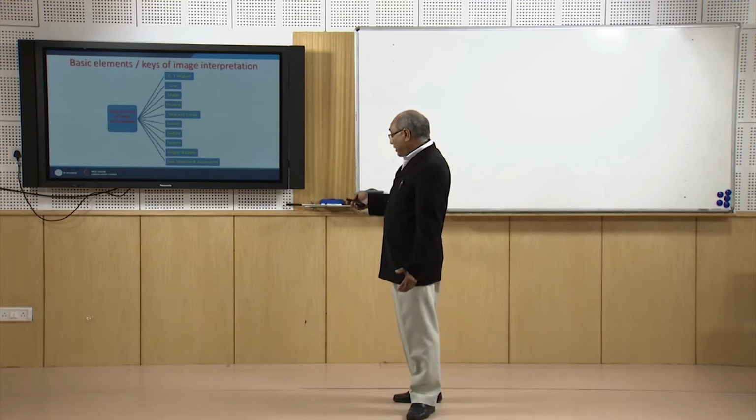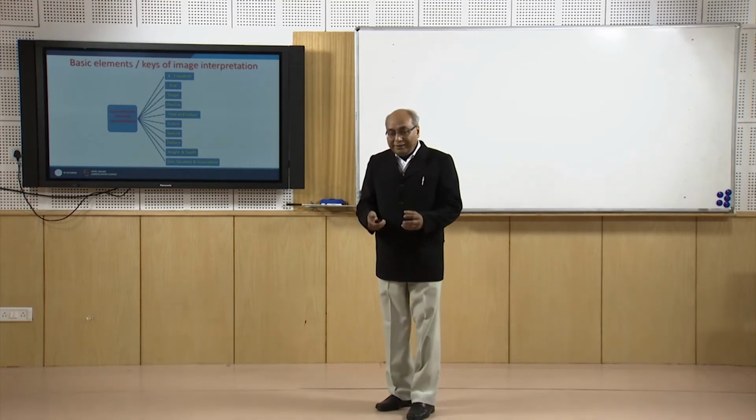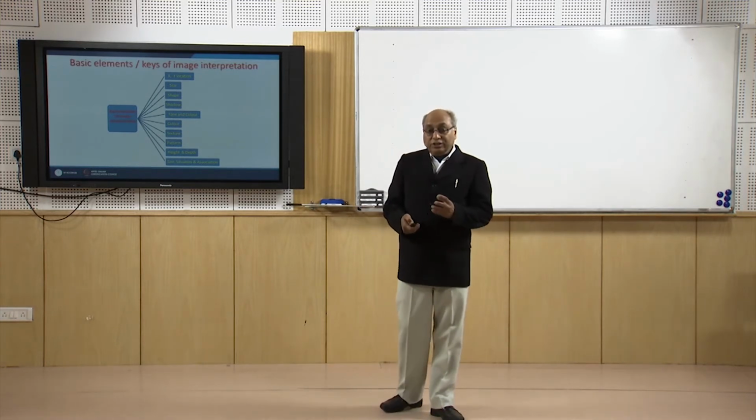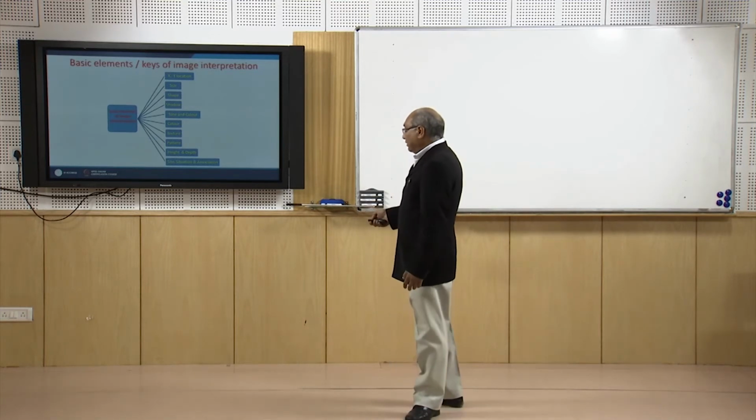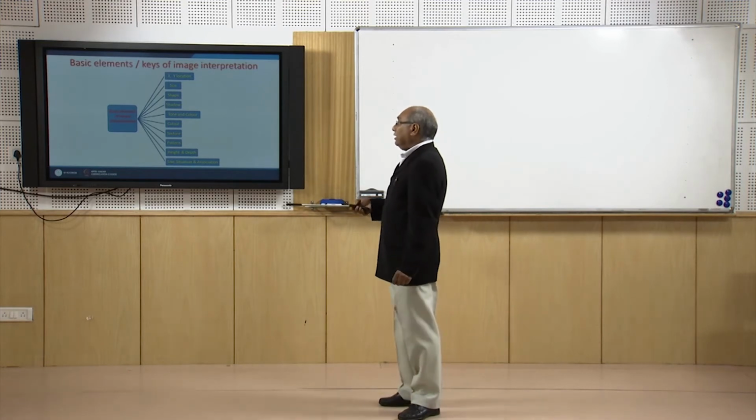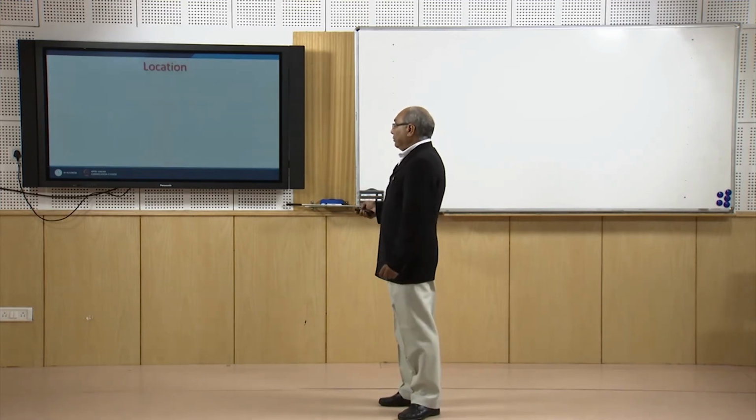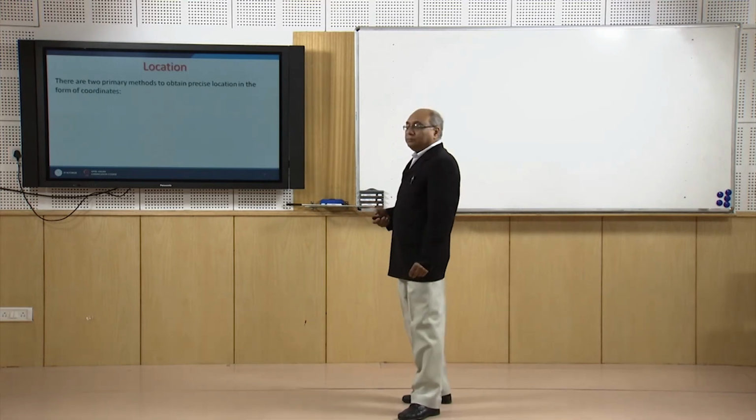So that is very important while making interpretations, whether in reality these things can be found at that location or not, that has to be understood. That is why site, situation and association is also a very important key, one of the keys of image interpretation. So we will go one by one.